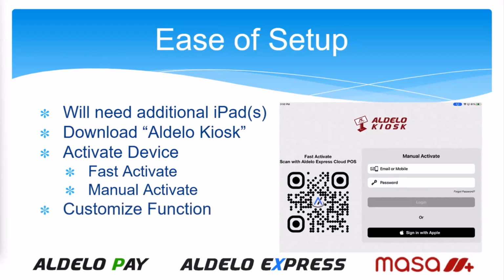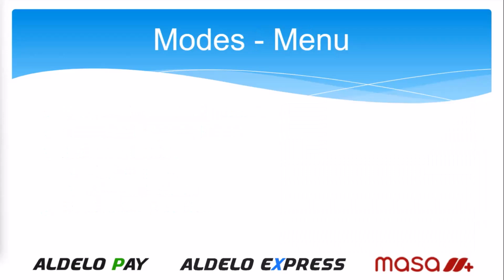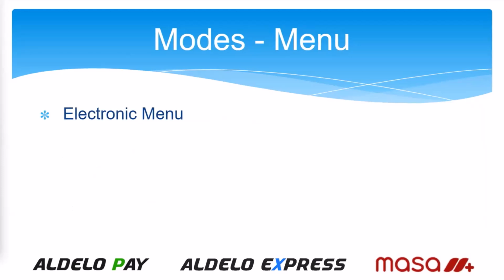Customize functions. There are 3 modes in Kiosk, which we'll be going over on the next couple of slides. Okay, so the first mode is menu mode. It is an electronic menu. The servers can take the place of an order. If the customers would like to view the items, they can view them from the kiosk, or you can leave the iPad with the customer and submit the order. It'll notify the staff via Express devices.